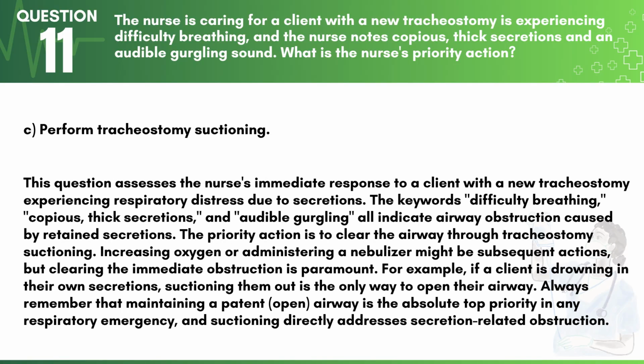Answer: C. Perform tracheostomy suctioning. This question assesses the nurse's immediate response to a client with a new tracheostomy experiencing respiratory distress due to secretions. The keywords difficulty breathing, copious, thick secretions, and audible gurgling all indicate airway obstruction caused by retained secretions. The priority action is to clear the airway through tracheostomy suctioning. Increasing oxygen or administering a nebulizer might be subsequent actions, but clearing the immediate obstruction is paramount.